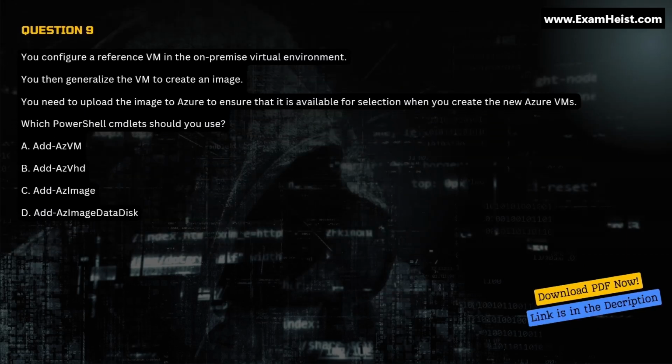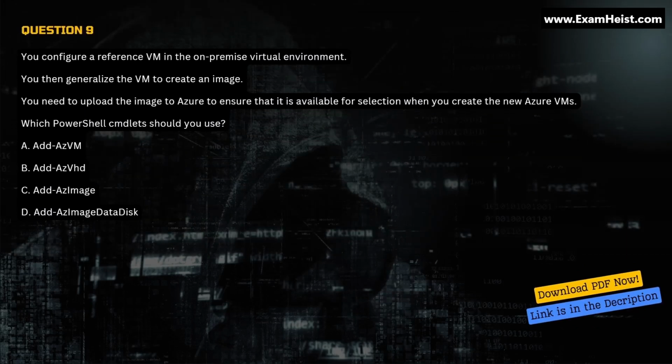Question 9. You configure a reference VM in the on-premise virtual environment. You then generalize the VM to create an image. You need to upload the image to Azure to ensure that it is available for selection when you create the new Azure VMs. Which PowerShell templates should you use? A. Add AZ-VM. B. Add AZ-VHD. C. Add AZ-Image. D. Add AZ-Image data disk.